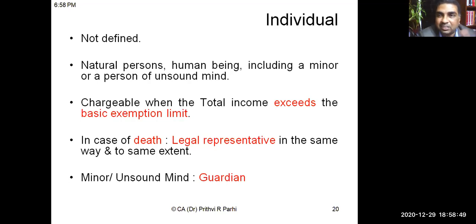In case an individual dies, his legal representative will be responsible for all these income tax obligations. It is the legal representative who will be held responsible. And in case that person is a minor or is a person of unsound mind, then who will be responsible? It is the responsibility of the guardian to comply with income tax provisions.